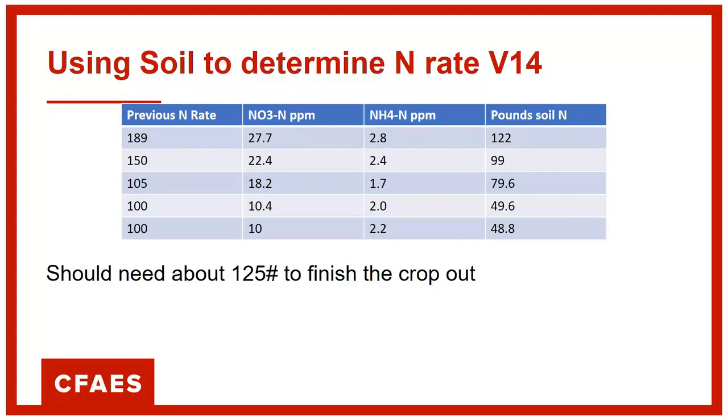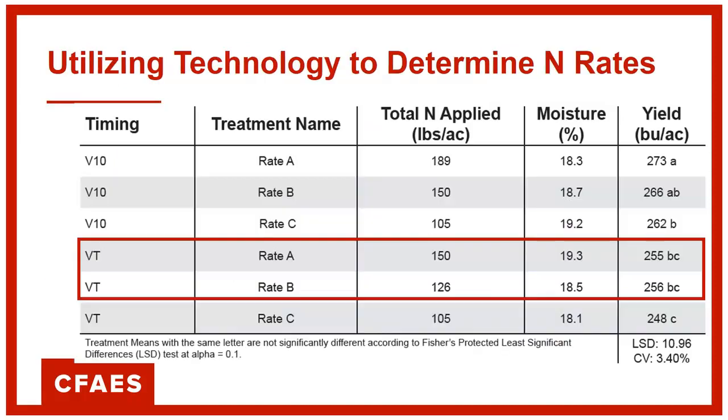And then for our late application, we had 100 pounds on already, and we were running right around 50 pounds plant available. We were expecting some more to mineralize out of the soil. We're sitting on a 4% organic matter soil in this trial. So we were thinking we needed about 100 to 125 pounds of nitrogen to become available to finish the crop. So we go back in at VT, set our top rate at 150. So we put on 50 more units of nitrogen, and then we put on 126 and 105.